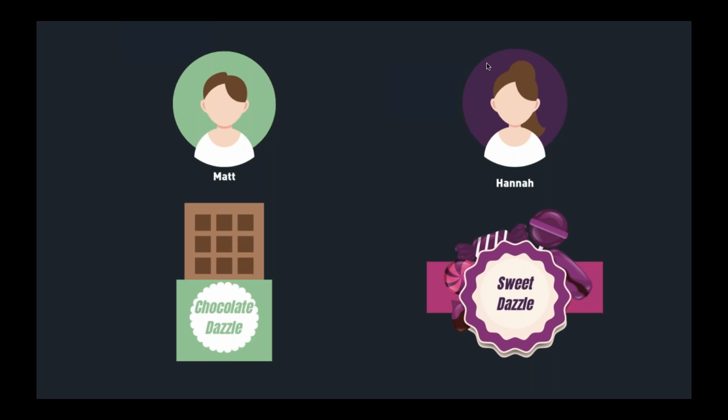If so, she will need to file the notice of intention to oppose within 2 months of the acceptance of Chocolate Dazzle. Then within 1 month of filing the notice of intention to oppose, she will need to file the statement of grounds and particulars which outlines the grounds of her opposition. Matt is the applicant as he applied for his trademark, and Hannah is the opponent. She is opposing the trademark.